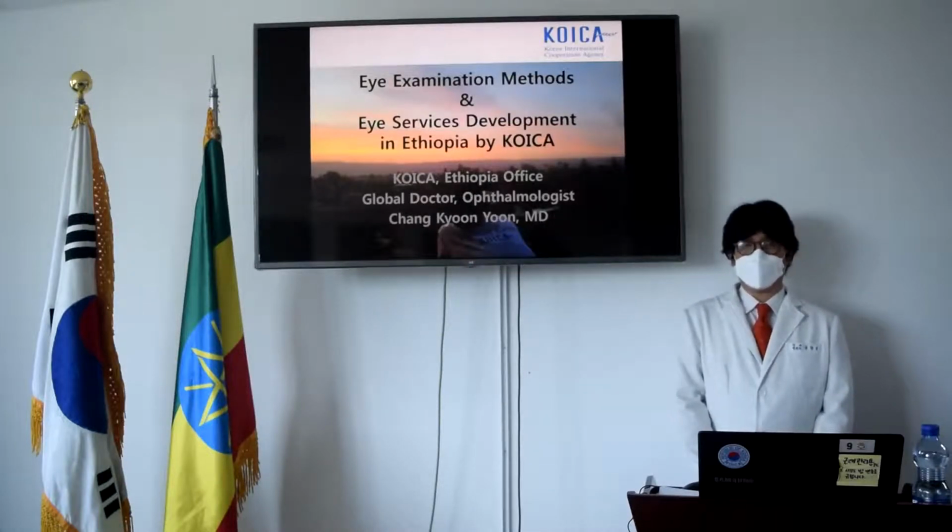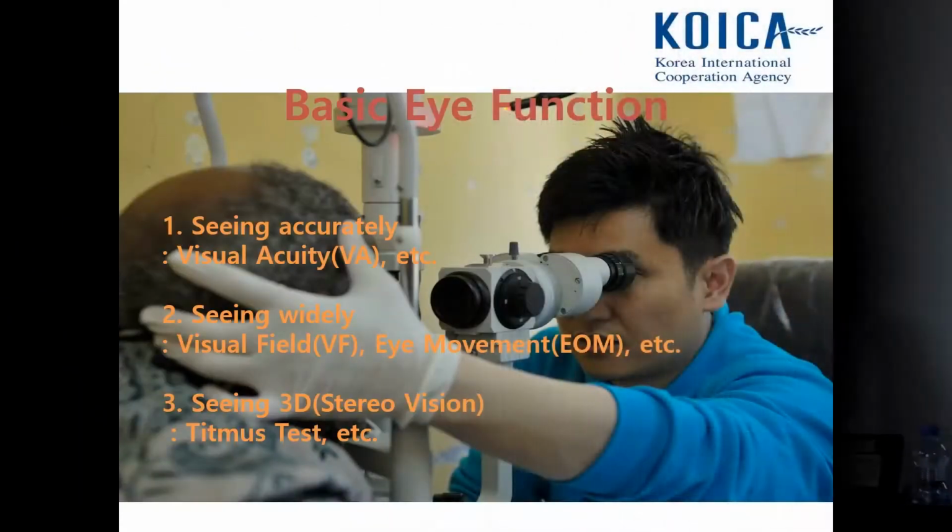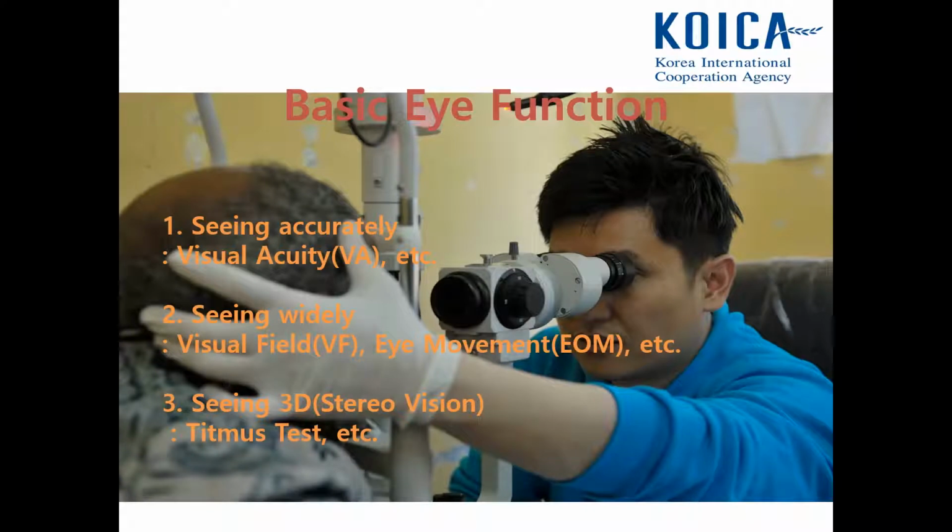I hope this lecture will help you to understand how we can examine the eye usually and especially in Ethiopia. This lecture includes over 60 slides, so I will explain in a brief and rough way. First, we should know what the basic function of the eye is. There are three main functions of the eye: seeing accurately, widely, and dimensionally. In each case, representative inspection methods include checking of visual acuity, visual field, and the stereoscope test by myriad equipment.